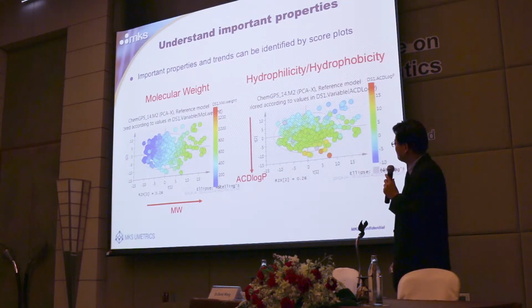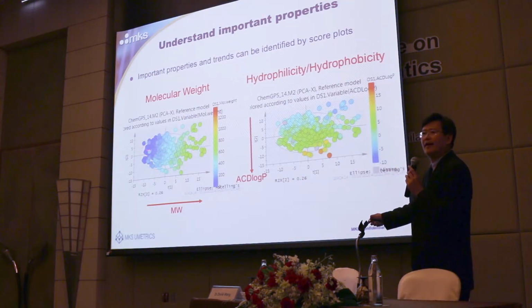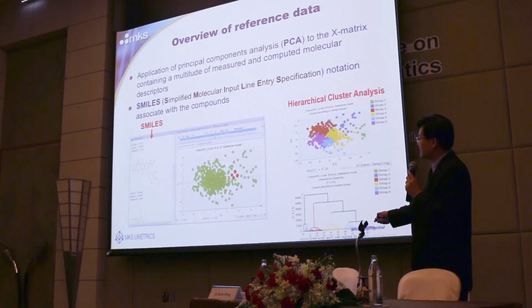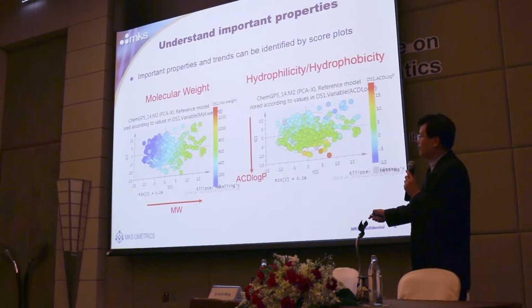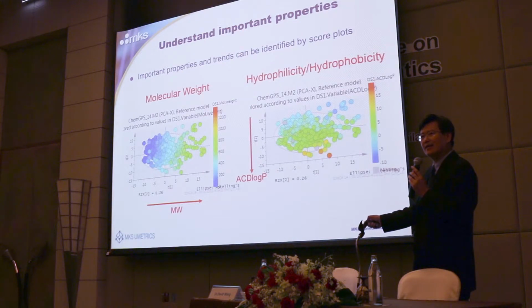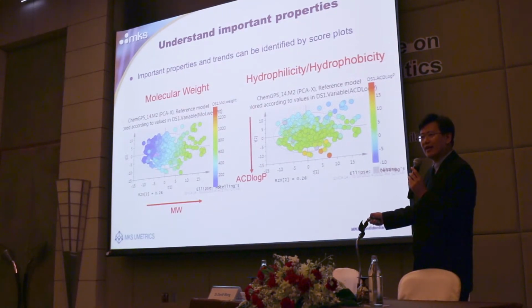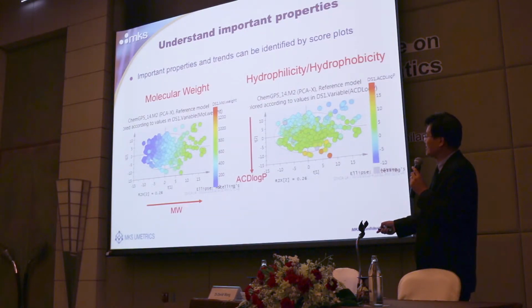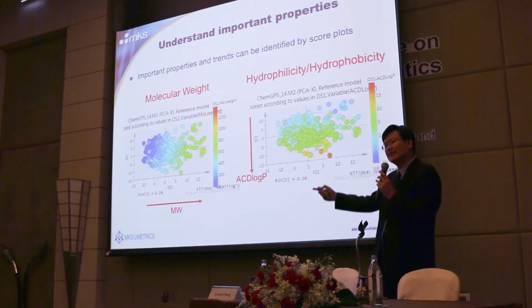For example, here is the score plot, and this one is exactly the same as this one. If we are particularly interested in some property, for example the molecular weight, we can color it. From this visualization, we can see that this direction is something like molecular weight, and from left to right the molecular weight increases.